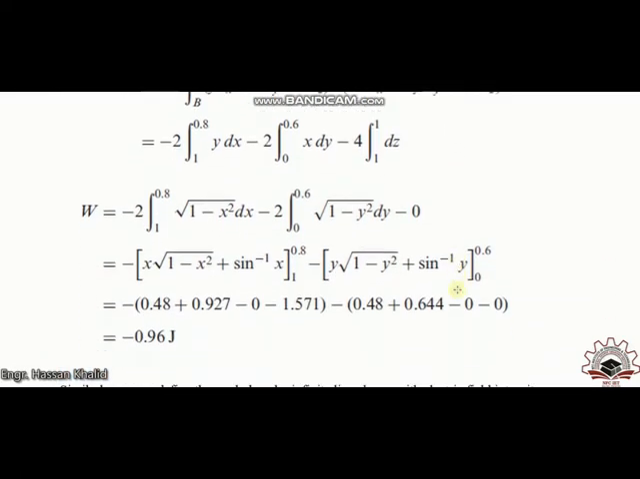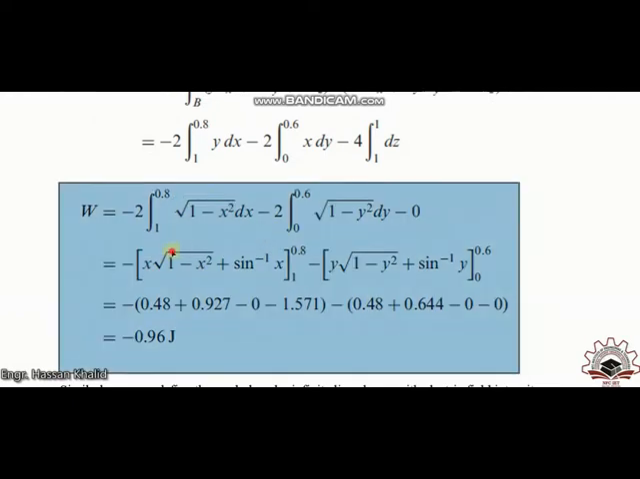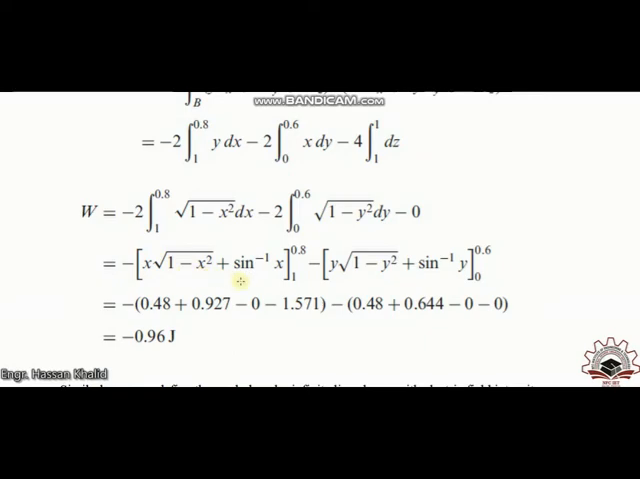So what happens next? We just plug in the values to solve this for the total work. The integration of the square root of 1 minus x squared is actually equal to x times the square root of 1 minus x squared, plus the sine inverse of x. It's the integral evaluation. You can easily find it from the lookup table of calculus, where all the integrations have been solved. And similarly, for the square root of 1 minus y squared, by integrating it we get minus y times the square root of 1 minus y squared plus sine inverse of y.